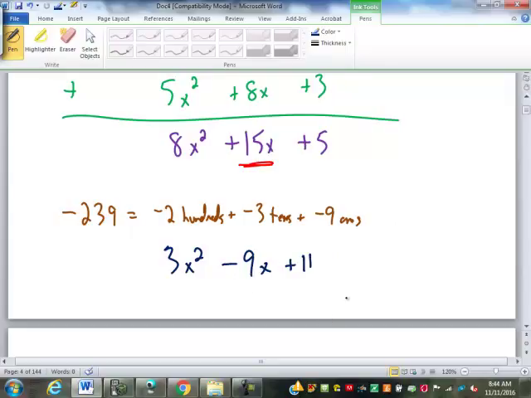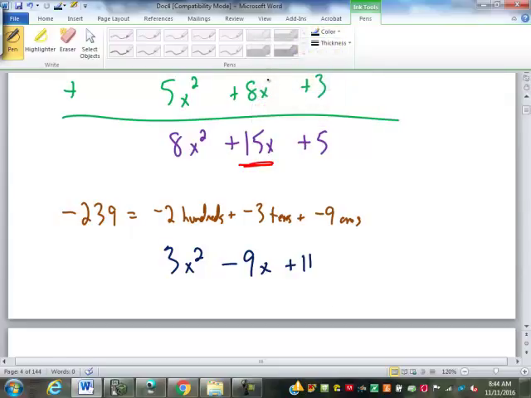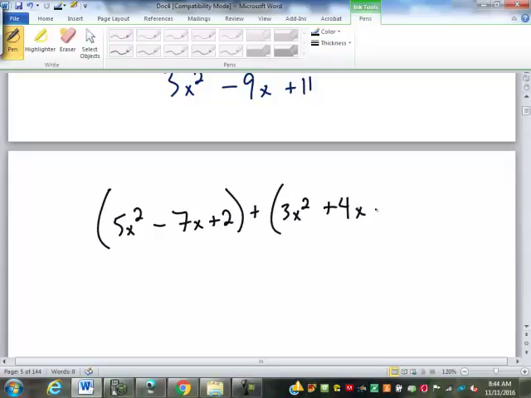So each digit can be positive or negative on its own in the algebraic numbers, which does confuse our operations a little bit. Let's look at addition again. So you have 5x squared minus 7x plus 2 plus 3x squared plus 4x minus 11.